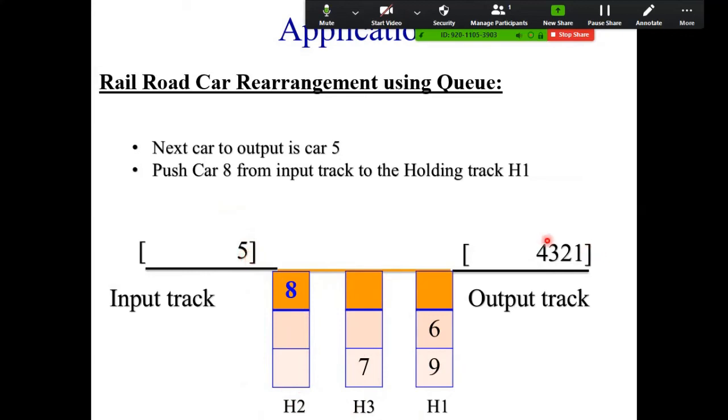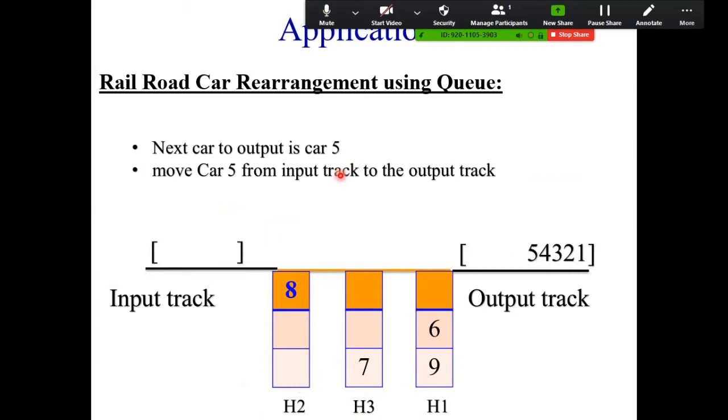So which is the next car to be output? Car number 5. What do we do? I directly take this car number 5 into the output track. So the next car to be output is 5. Moving car number 5 from input track to the output track directly without placing it in a holding track.